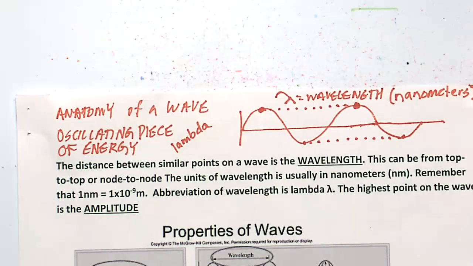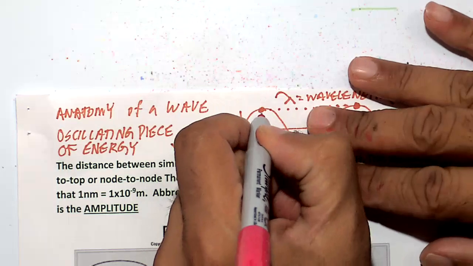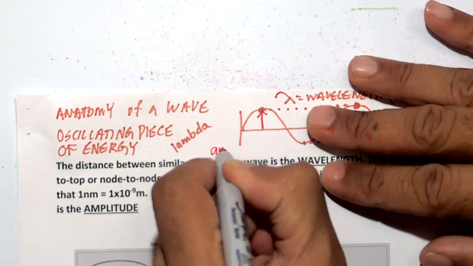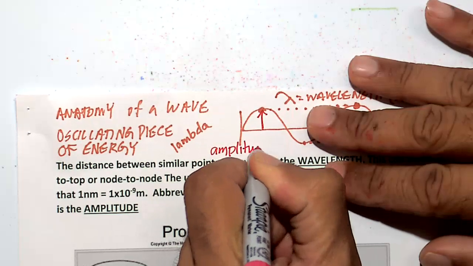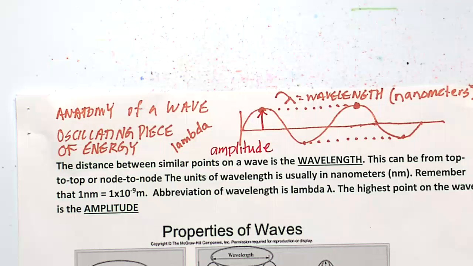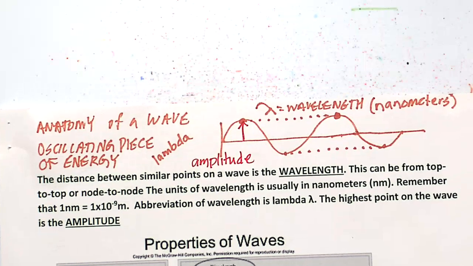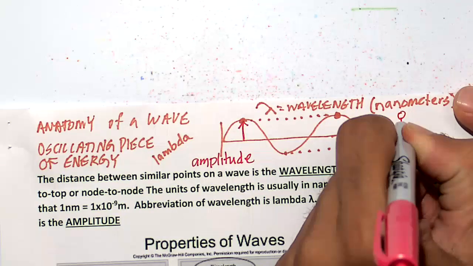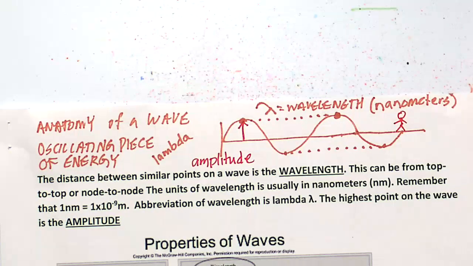Another part of the wave, the height from the midline to the high point, is called the amplitude of the wave. The higher the amplitude, the higher the energy. And the final part of the wave is called the frequency. Imagine I'm standing here, or you're standing here. Remember, these things are oscillating and they're traveling.